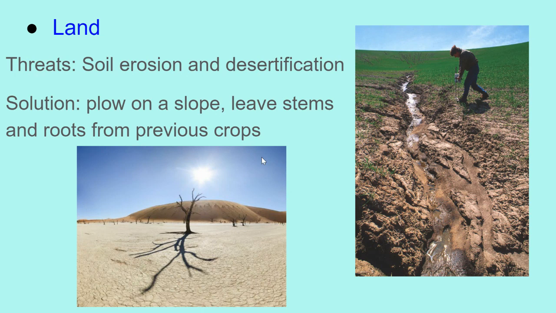Desertification is another type of threat to our land resource. So, desertification is basically the land turns into a desert. We've depleted all the nutrients in that certain area, and we've left it basically as a desert. If we leave things like stems and roots from previous crops, not only could we help with soil erosion, but we could also leave those nutrients to be decayed by things like fungus and given back to that land so that it doesn't end up in a desert state.